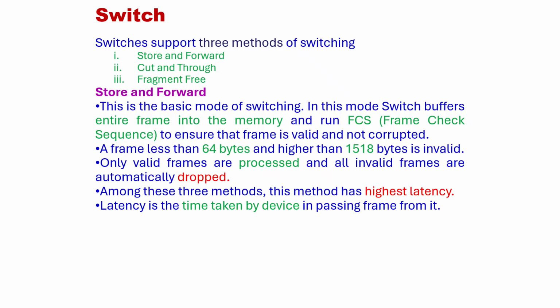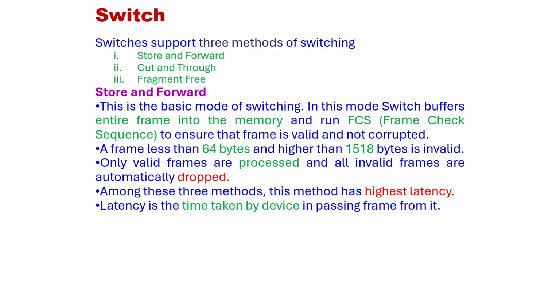The first one is called store and forward switching, the second is cut through switching, and the third is called fragment free. Now let us get into the first type, store and forward. From the name itself you can understand: it will store the data and then it will forward. This is the simplest, basic mode of switching.